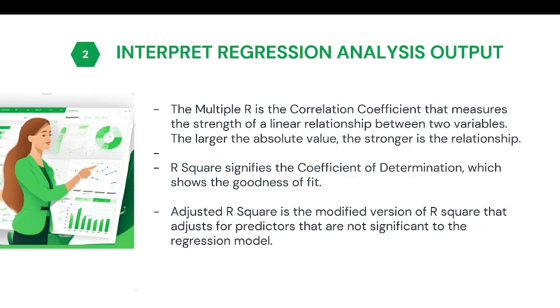As I mentioned, multiple R value shows us the correlation coefficient that measures the strength of the linear relationship between two variables. The larger the absolute value, the stronger the relationship. And if the R value is 0, then the relationship is low, and if it is nearing 1, then the relationship is good. R square signifies the coefficient of determination, which shows the goodness of the fit. Adjusted R square is the modified version of R square.